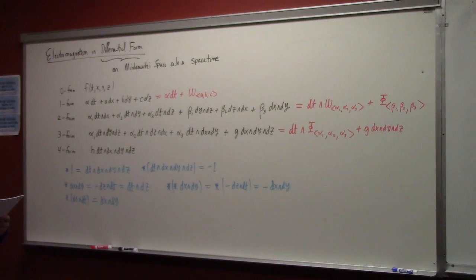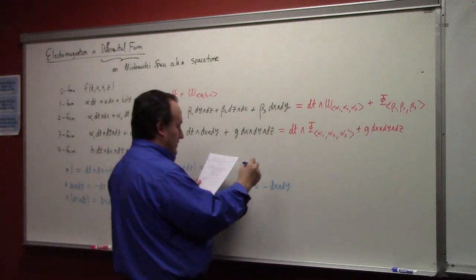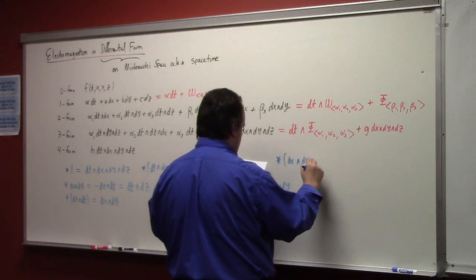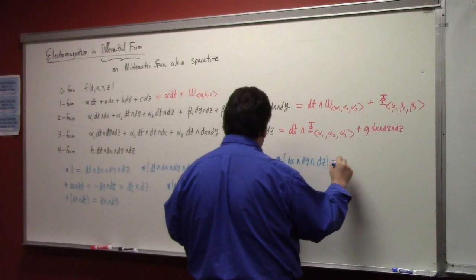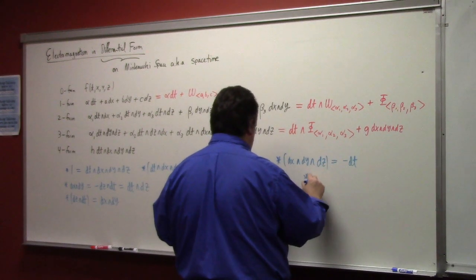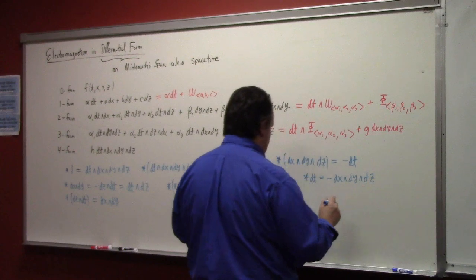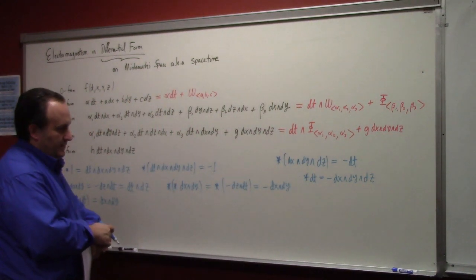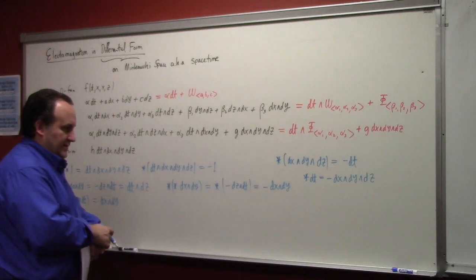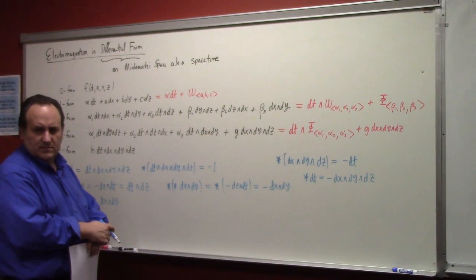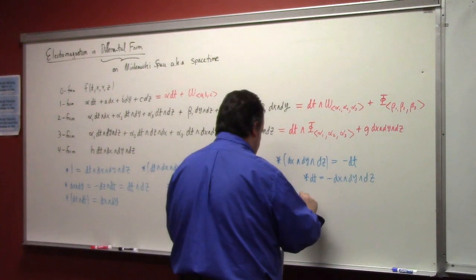I guess I should check the three forms. Looking at my chart, the Hodge dual of dx wedge dy wedge dz is minus dt. And I'm also told the Hodge dual of dt is minus dx wedge dy wedge dz. So if I take the Hodge dual of dx wedge dy wedge dz, I get minus the Hodge dual of dt. Maybe that goes back to plus 1 actually. Yeah, because if I take the Hodge dual of dt, what happens?